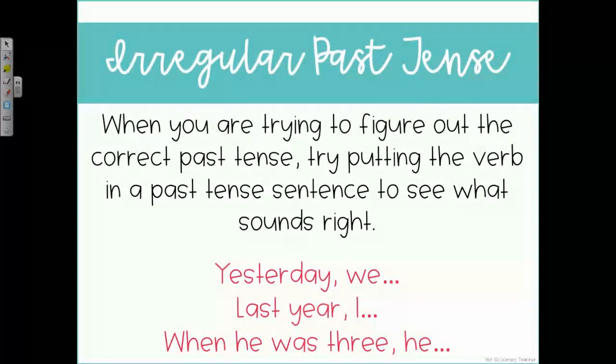Yesterday we not sitted. Yesterday we sat on the bench. Last year I sat. When he was 3, he sat. All of those phrases help train your brain and put it in the past tense.